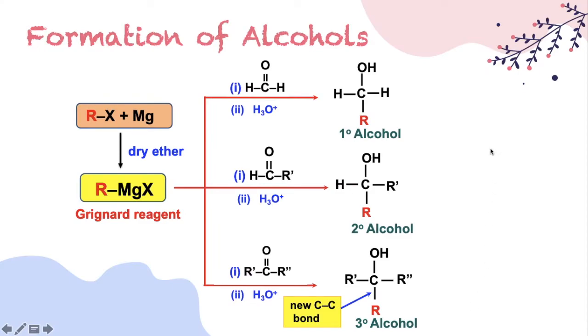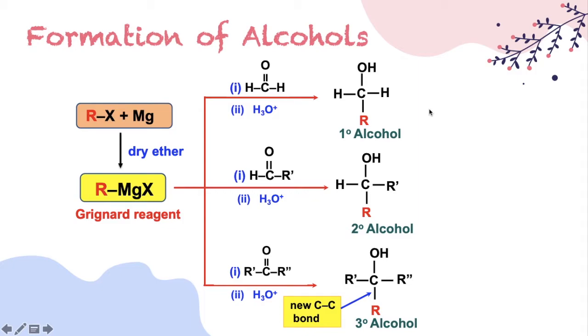Formation of alcohols. Initially, we must form the Grignard reagent from haloalkane and magnesium in dry ether. So the Grignard reagent reacts with a carbonyl functional group with different R groups in acidified water to form different classes of alcohol.